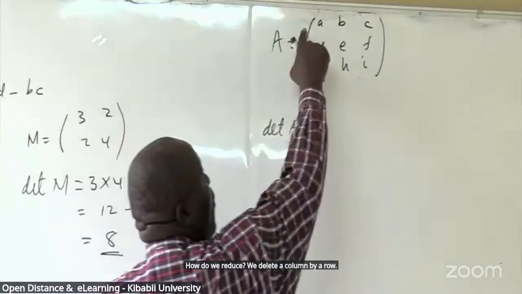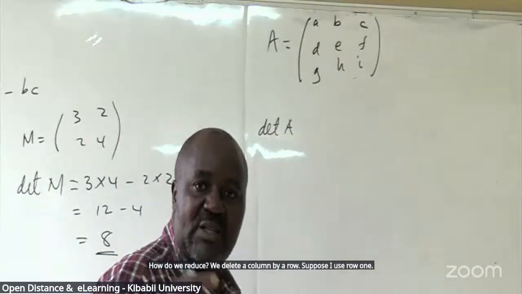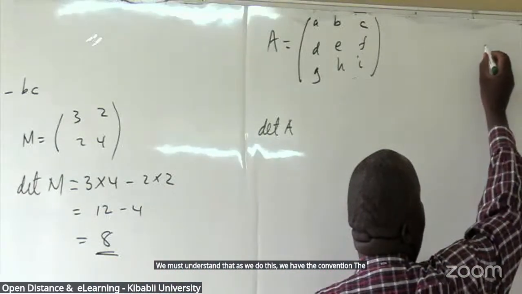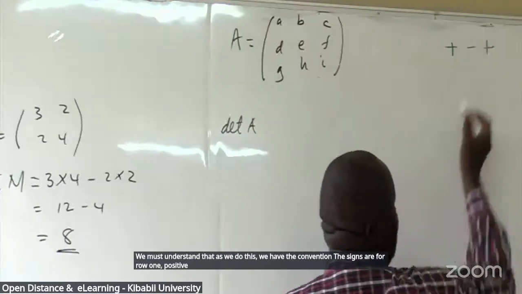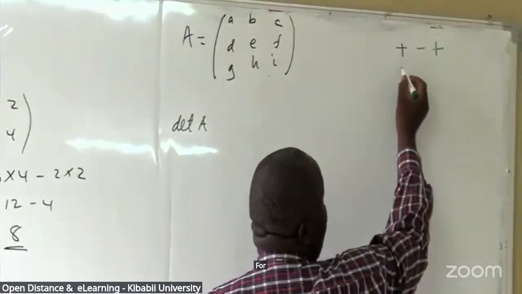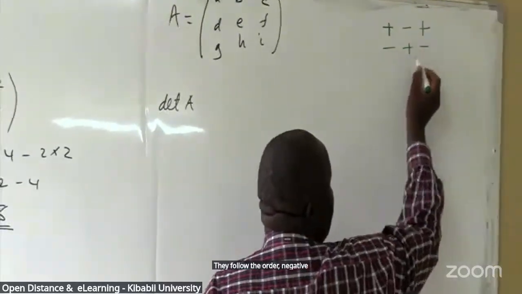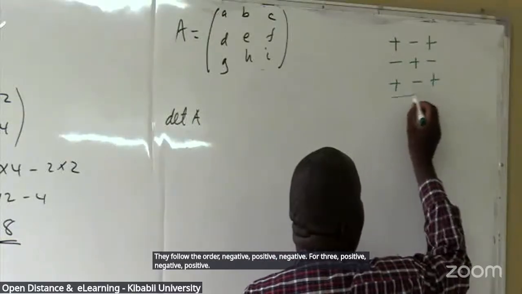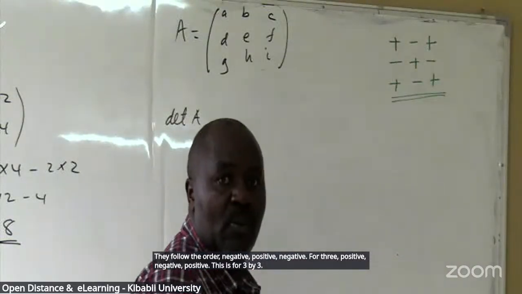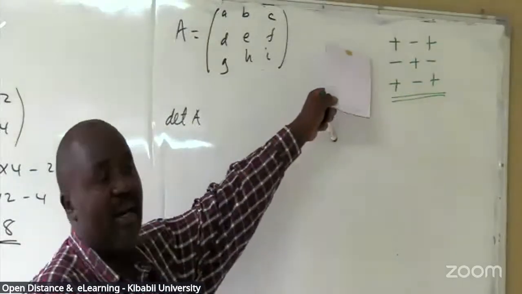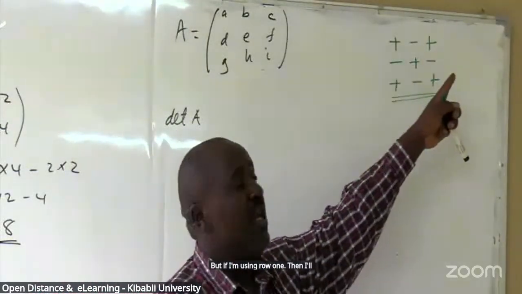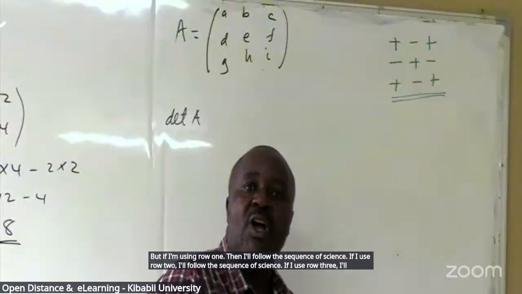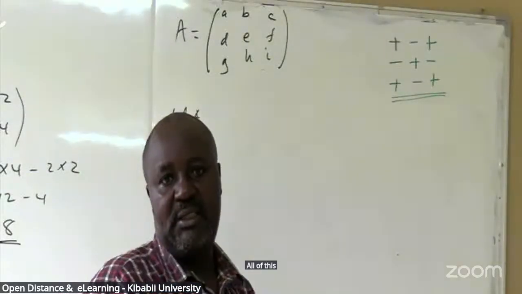Suppose I use row 1. We must understand that as we do this, we have the convention. The signs are, for row 1, positive, negative, positive. For row 2, they follow the order negative, positive, negative. For row 3, positive, negative, positive. This is for 3 by 3. If I'm using row 1, then I'll follow the sequence of signs. If I use row 2, I'll follow the sequence of signs. If I use row 3, I'll follow the sequence of signs. All this will give you one result.